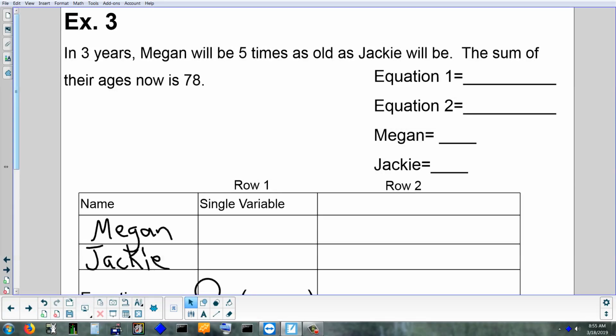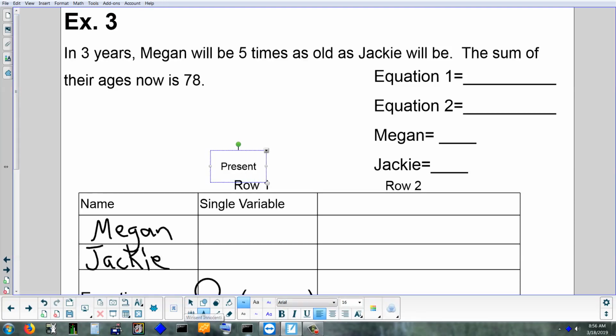Now hold on. I'm saying you're on the right track, Ellie, but be careful. This one's a little bit tricky. All right? In 3 years, Megan will be 5 times as old as Jackie will be. Usually, that first sentence deals with the present. What about this one? It deals with the future. The first sentence is dealing with the future.